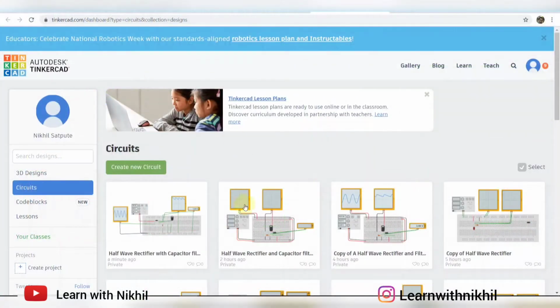So this is the Tinkercad software. This is its dashboard, its home page. In 3D design, you can design 3D objects, blocks. Now, if you want to create a circuit, you have to go into circuits, then create new circuit.